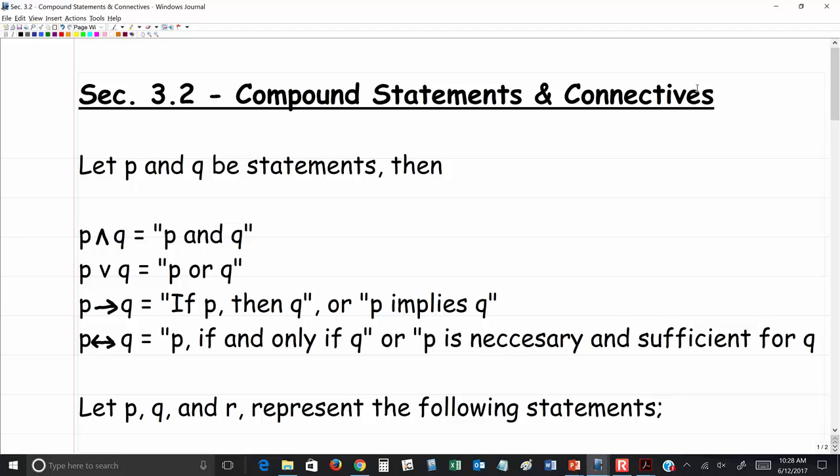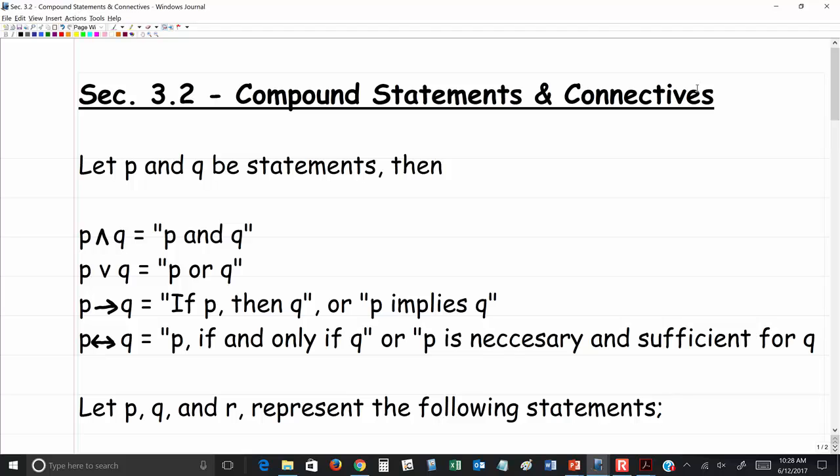Section 3.2. All right, so in this section, we're going to write statements in symbolic form. So here are some of the symbols that we're going to be using. You have the or symbol, looks like a V. The and symbol is just flipped upside down, so it kind of looks like a capital A, but without a bar across it.